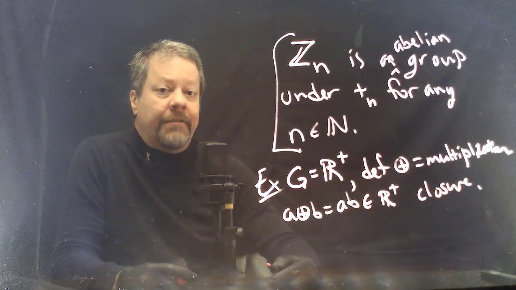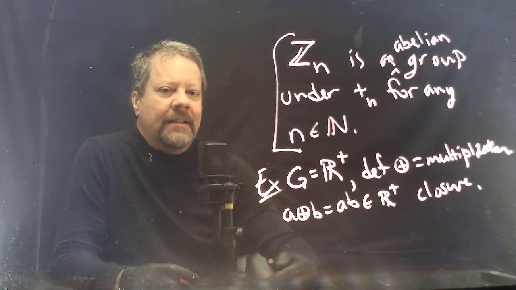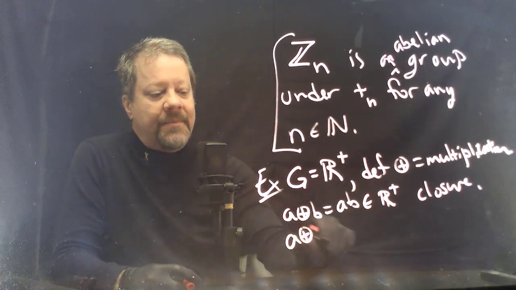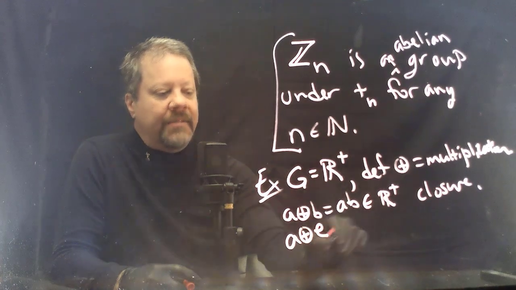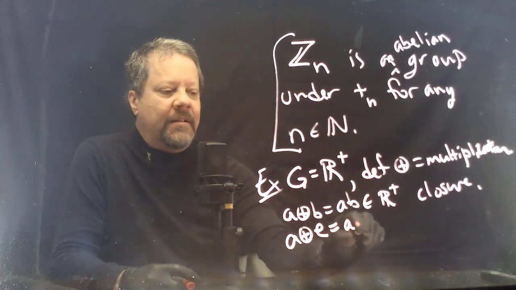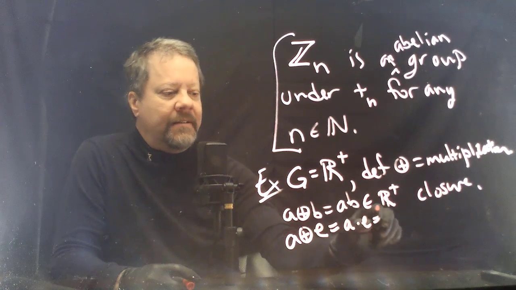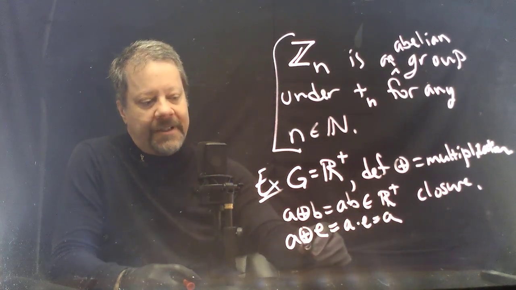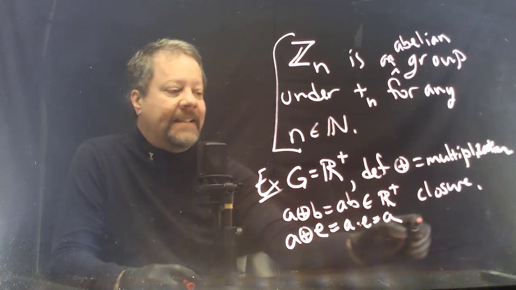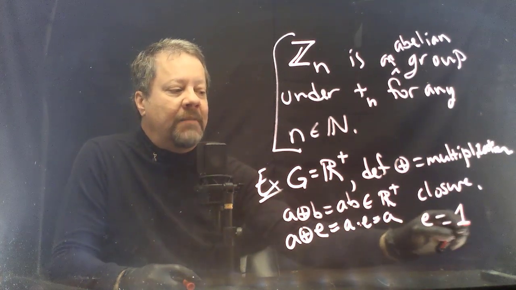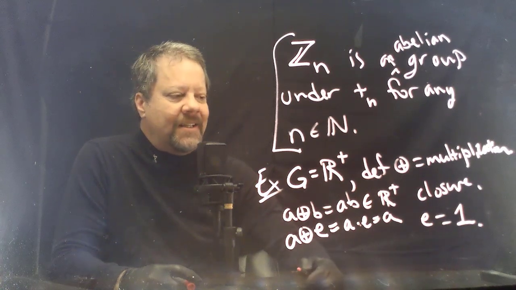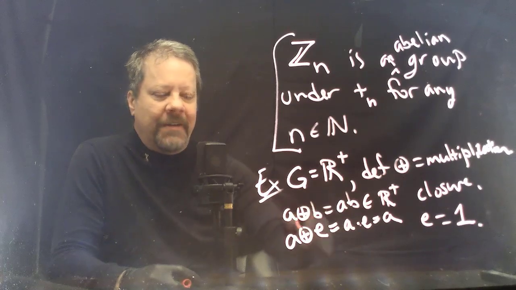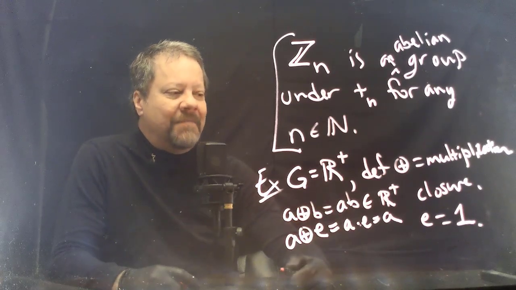Multiplication is associative, so the associative law works. What about the existence of an identity? What's the identity here so that you get A? And the answer is, if your addition is multiplication, then the identity E had better be 1. So in this case, the identity is 1, not 0, because my addition has been defined to be multiplication.